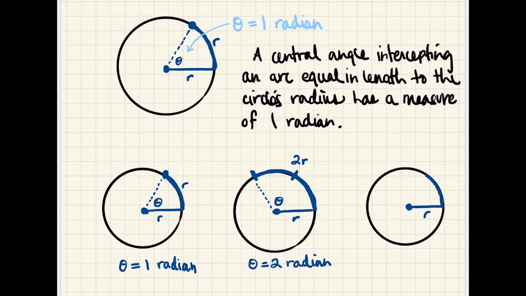And let's see what 3 radians would look like. So that would be 3 times the length of the radius, or 3r. Well, it looks like that's about halfway around the circle. Well, as it turns out, it's not quite halfway around the circle. So halfway around the circle, which is 180 degrees, is a little bit more than 3 radians.